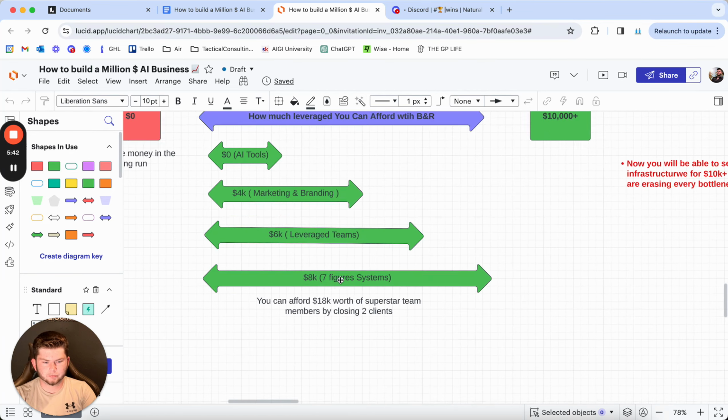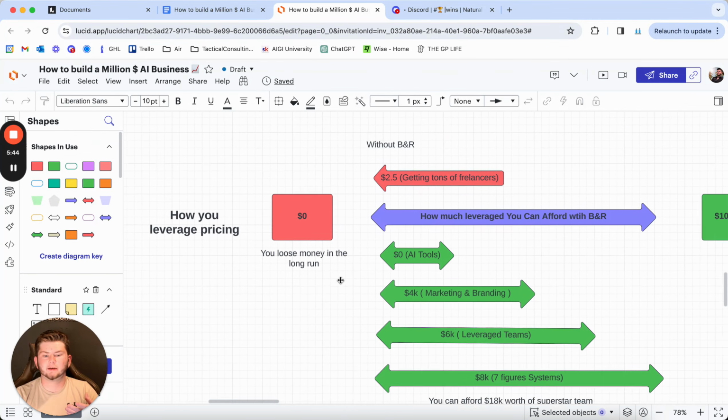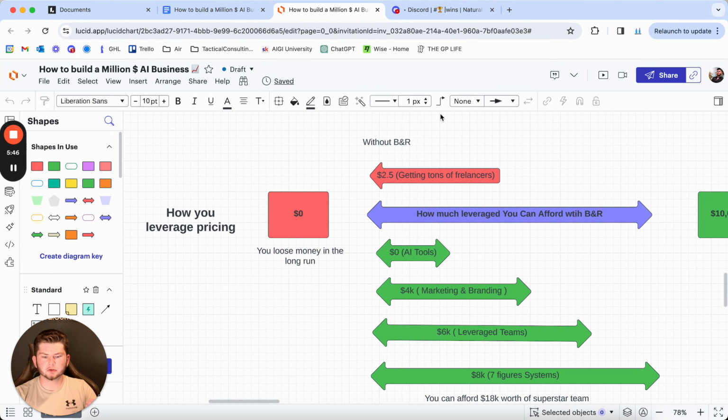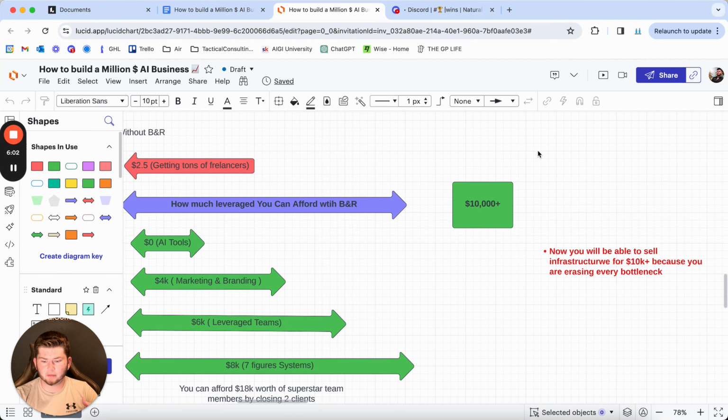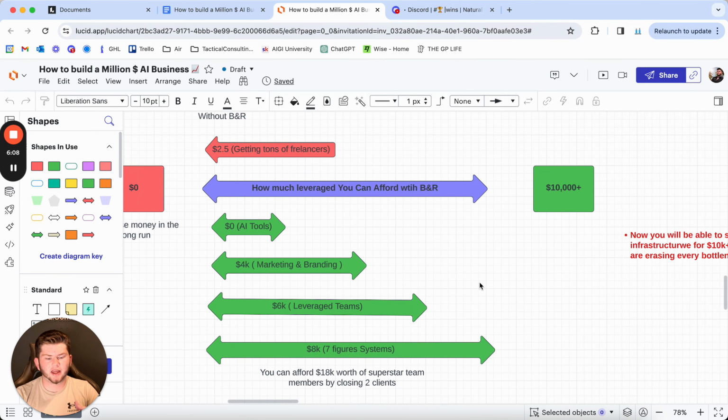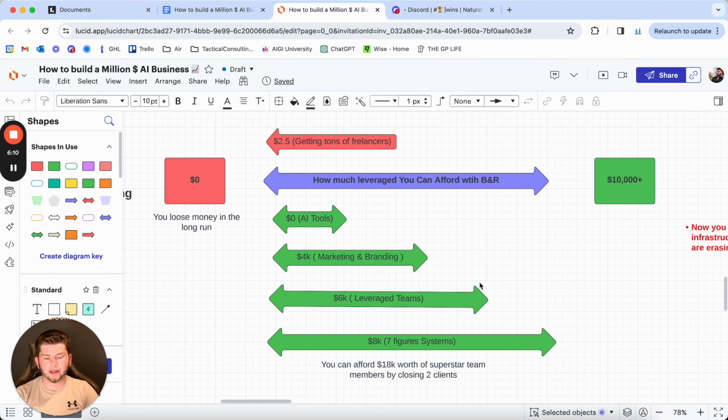So when we look at how you can leverage pricing, without build and release, you're doing 2.5K or less, and you're essentially just getting a ton of freelancers to do it. It's just bad. And overall, you're going to find yourself with zero after everything's said and done, after your client churns, after you can't make any recurring. But the thing that's actually going to take you to 10K a month, and you'll actually be able to sell your infrastructure for 10K plus because you're erasing every bottleneck, is building and releasing with AI.